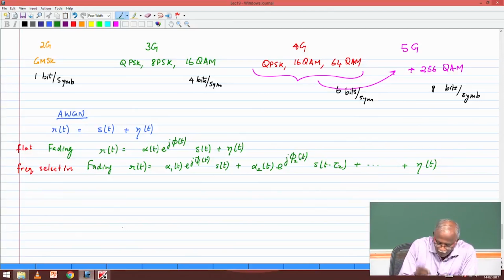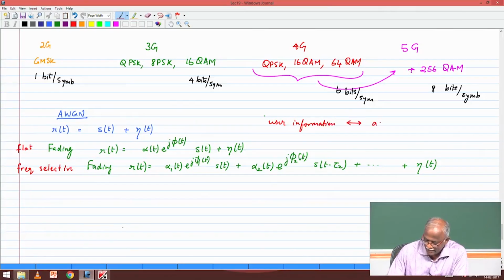Now an important point to note is that in all of the modulation methods that we talk about in 2G, 3G, 4G, the user information is present in both amplitude and phase. It is encoded in amplitude and phase.